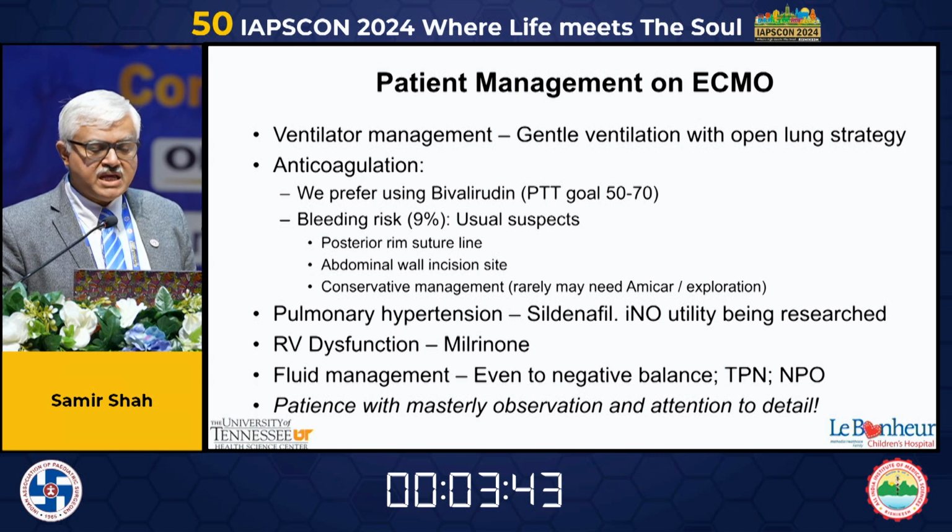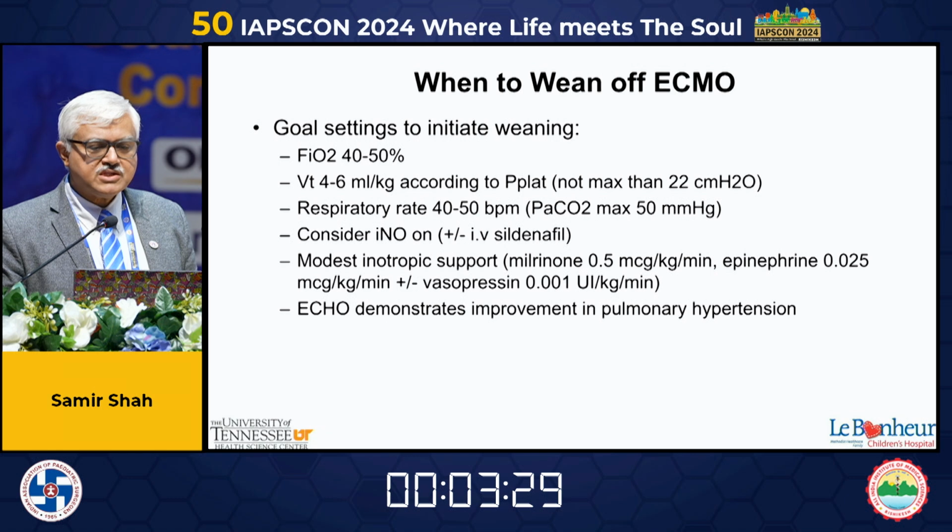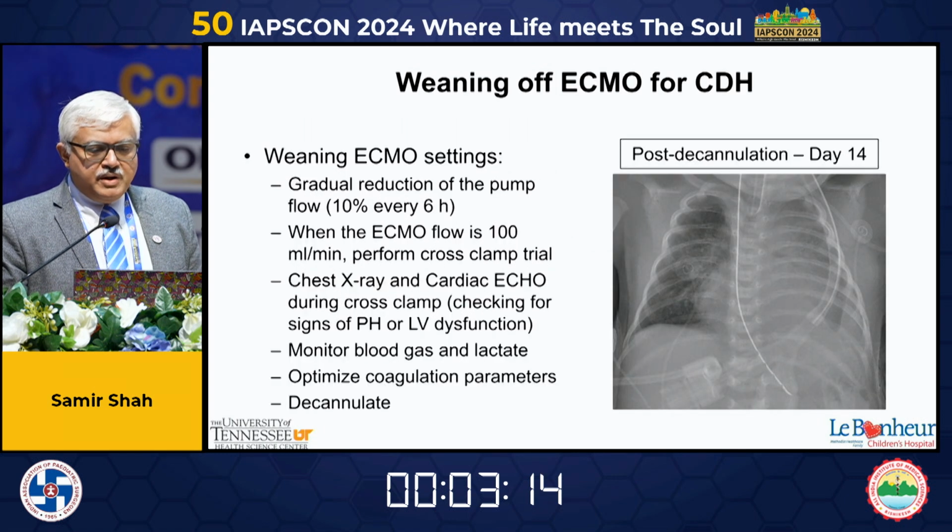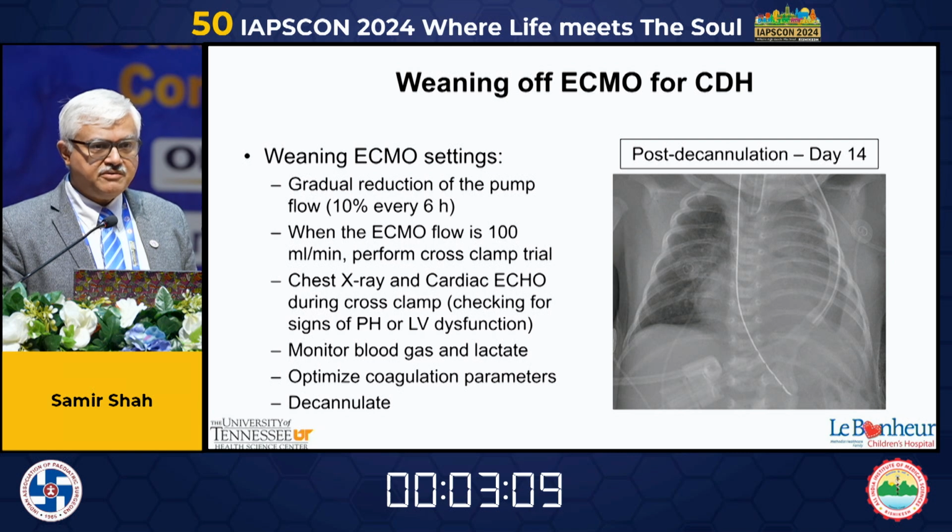Pulmonary hypertension we manage by using IV sildenafil. We continue milrinone in these patients. But the most important thing that I have learned is patience with masterly observation and close attention to detail. Typical runs are between 10 to 14 days, which is when we start weaning off our patients on ECMO, and these are the settings that we use to wean our patients off ECMO with a lower FiO2 and an echo which demonstrates some degree of improvement in pulmonary hypertension. We tend to decannulate whenever the patient is ready, not when it is convenient to us.